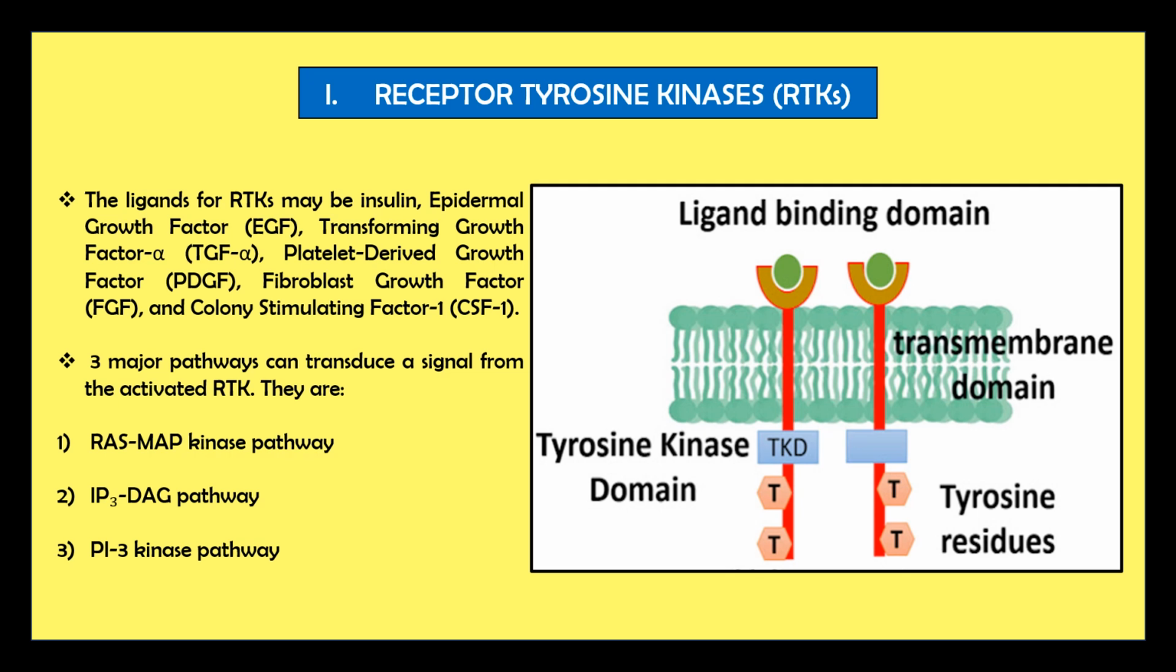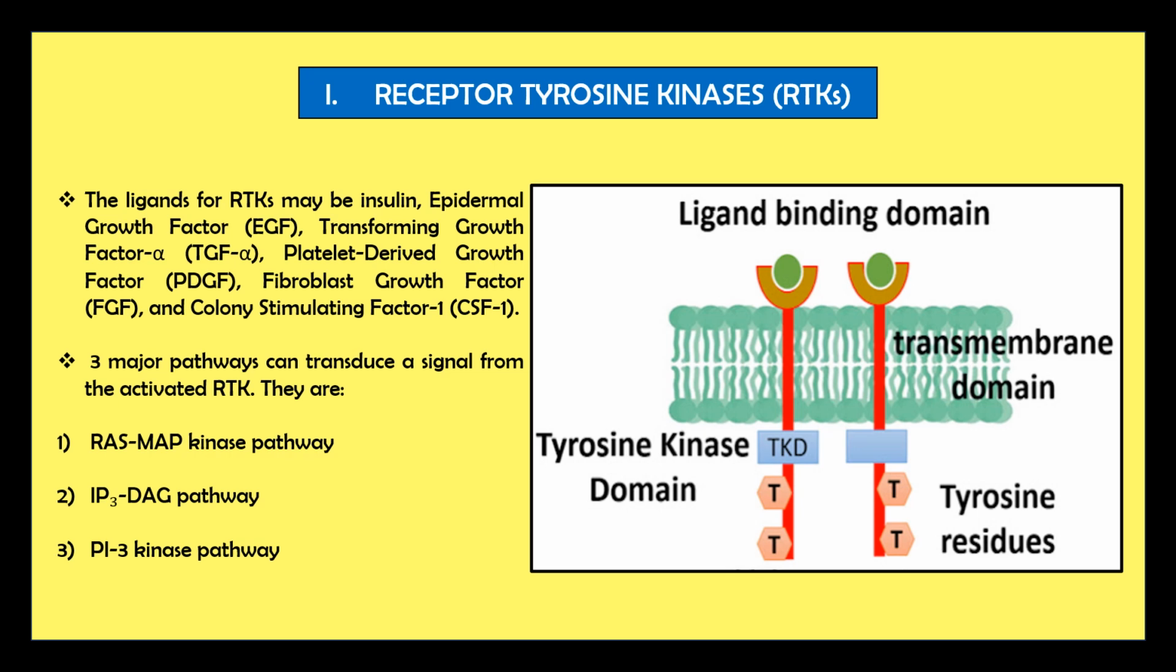The ligand for RTKs may be insulin, or epidermal growth factor EGF, or transforming growth factor alpha TGF alpha, or platelet derived growth factor, or fibroblast growth factor, or maybe colony stimulating factor 1. All RTKs comprise an extracellular domain containing a ligand binding site, a single hydrophobic transmembrane alpha helix, and a cytosolic domain that includes a region with protein tyrosine kinase activity.